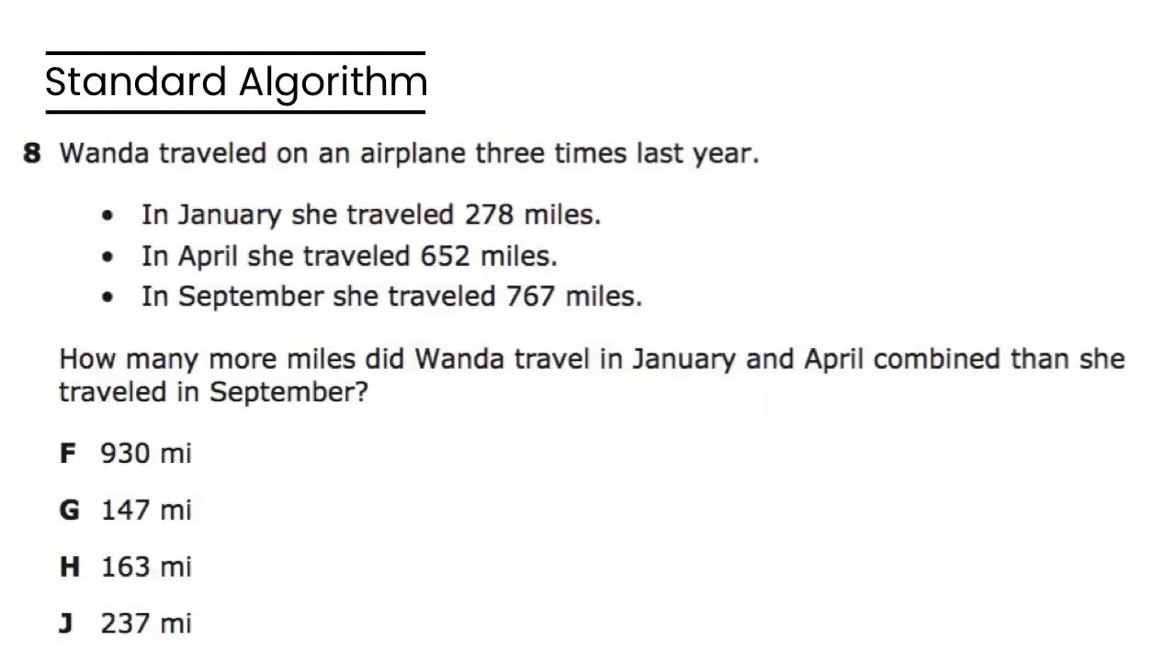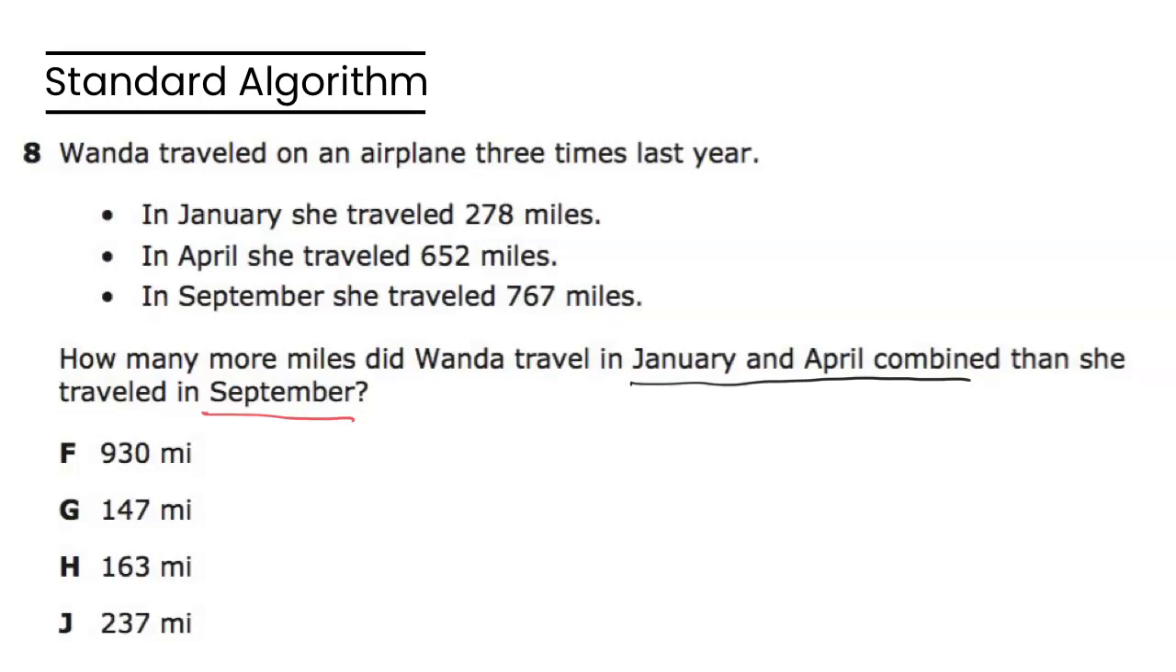We'll finish our discussion on subtraction using the standard algorithm by looking at this STAAR released question. Wanda traveled on an airplane 3 times last year. We have the number of miles that she traveled in 3 separate months, and we want to know how many more miles Wanda traveled in January and April combined than she traveled in September. Well, you'll notice that this is a multi-step problem.